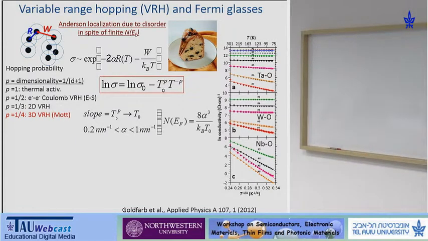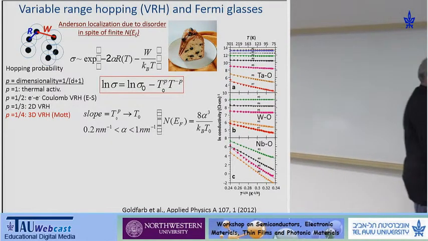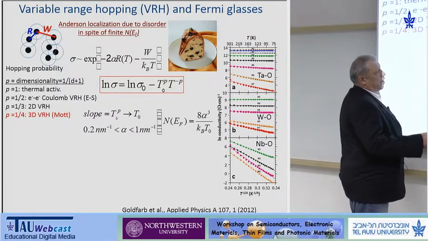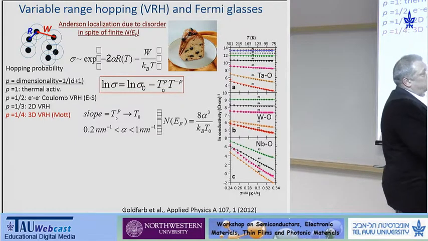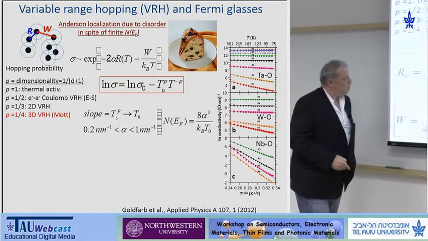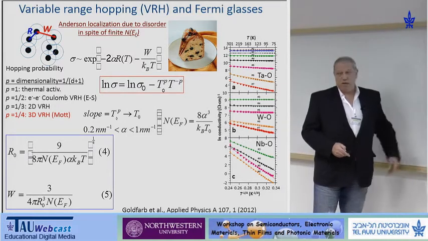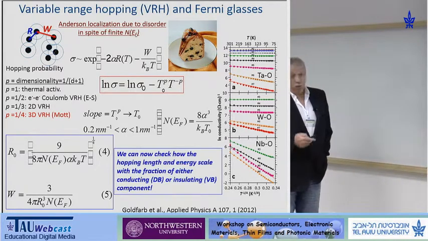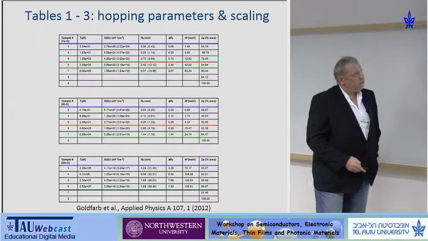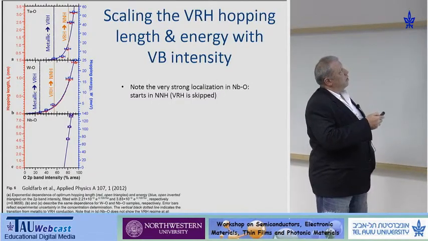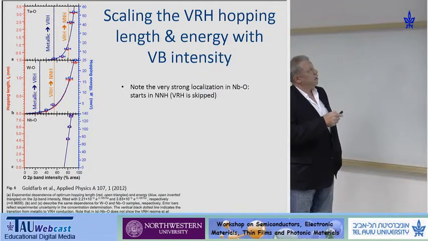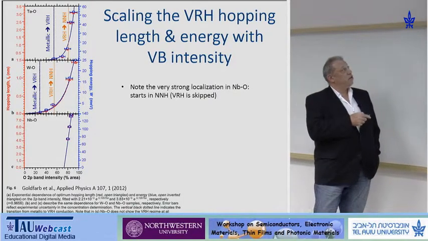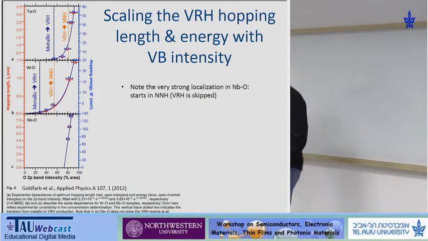Now, if this is so, by extracting the slope, we can actually get the density of localized states at the Fermi level. And if we have the density of localized states at the Fermi level, we can also get the hopping length and hopping energy. That's what we did, and you can see it here tabulated or in this plot. And we can see there is a huge rise of hopping lengths, which basically signals the transition from metallic conduction to hopping conduction.